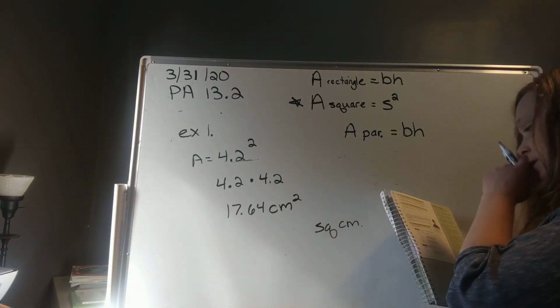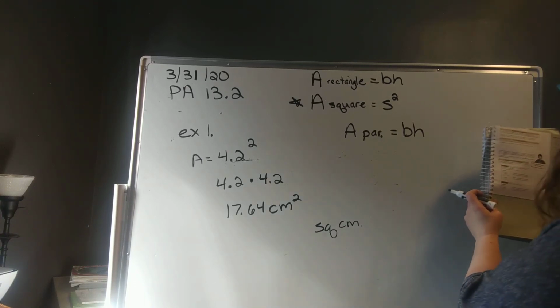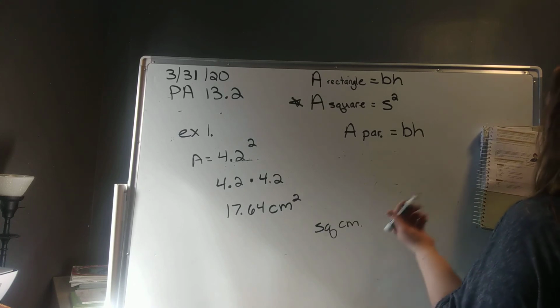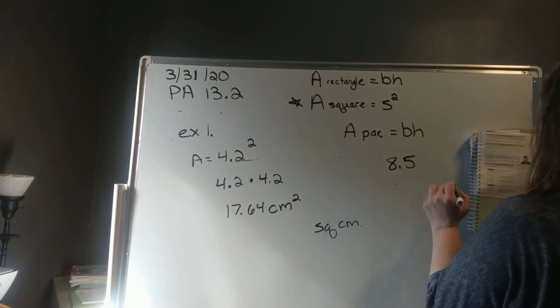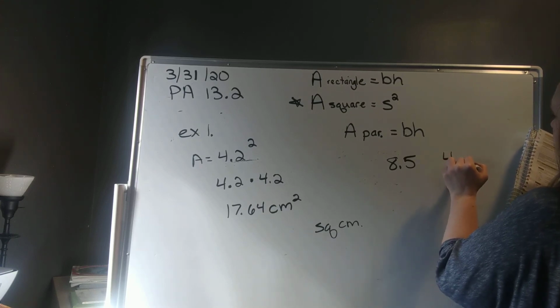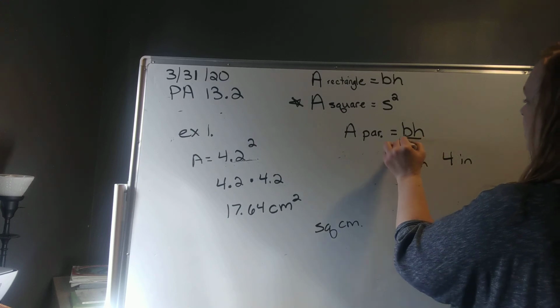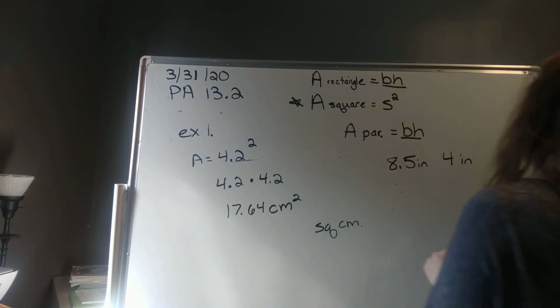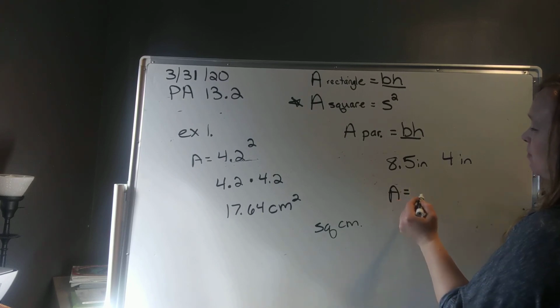Okay, let's move on to example 1b. So in example 1b, it says a rectangle with sides of 8.5 inches and 4 inches. Go ahead and put the inches in there. Okay, so if I look at my rectangle, it's a parallelogram, isn't it? It's the same. So I'm going to say that my area equals my base times my height.